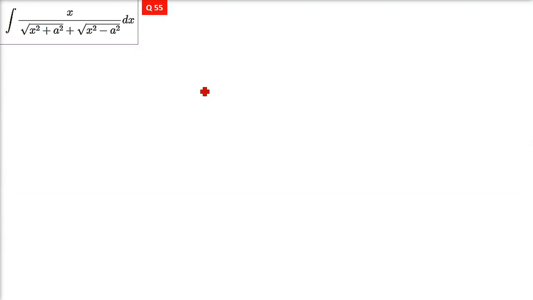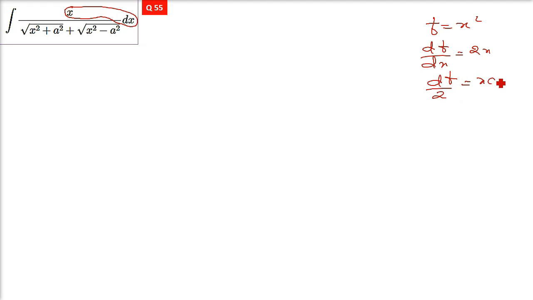Alright, this question is somewhat different. In previous exercises we have done this question. But since it is fresh in terms of integration, x square can give us x dx. So that's the first hint. x square is t, dt by dx will give you 2x. 2 will go in the denominator, dx will go up. So x dx is dt by 2. So you can use this now. x dx is dt by 2, 2 can go in front.